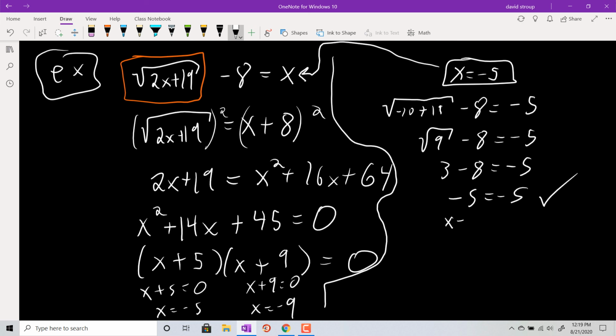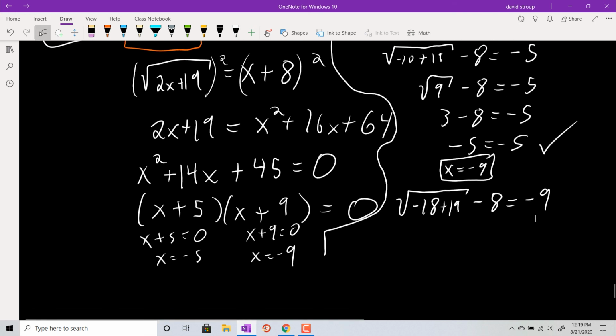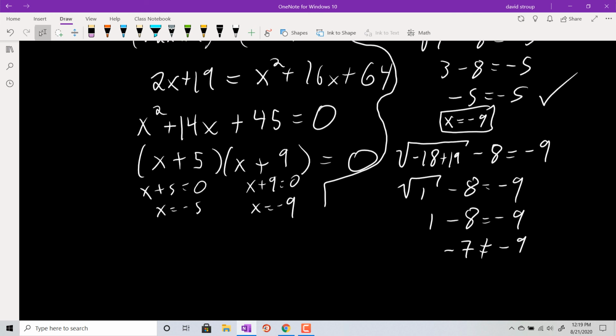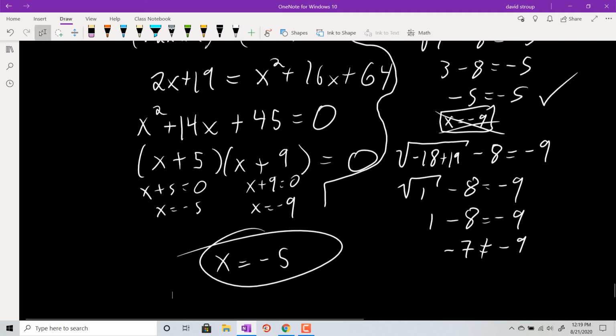Then we try -9. So square root of 2 times -9 is -18. -18 plus 19 is 1. Square root of 1 is 1. Subtract those, and that one doesn't work, right? So that one gets thrown in the trash, and your only solution is -5. So, evidence that you must check your solutions.